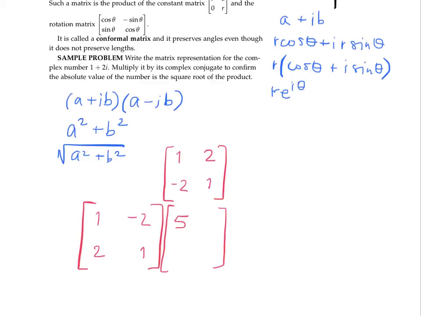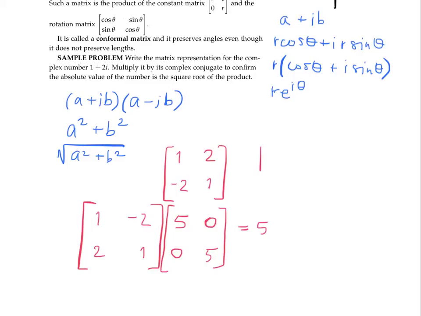2 times 1 plus negative 2 times 1, we have 0 here. The same thing happens up here, and we're left with 5 down here. And so when we reconvert out of matrix representations into complex numbers, note that this is equal to 5. This represents the number 5.